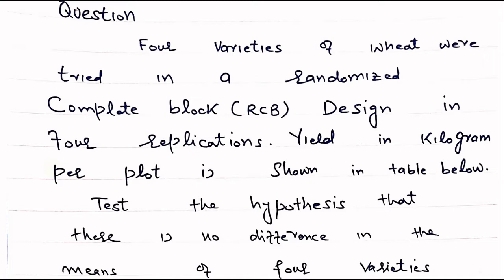Here is the statement of the question. 4 varieties of wheat were tried in a randomized complete block design in 4 applications. Yield in kilograms per plot is shown in the table. Test the hypothesis that there is no difference in the mean of the 4 varieties.